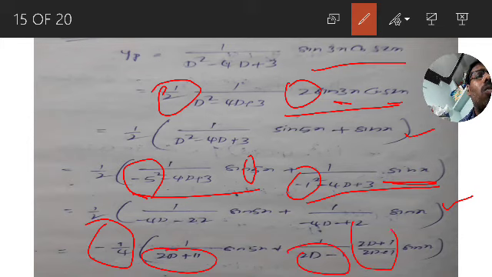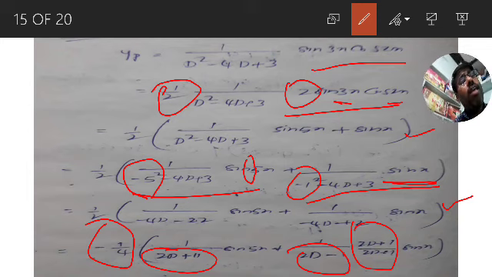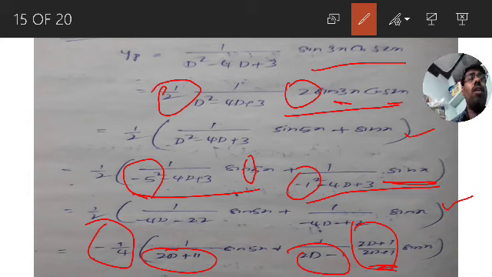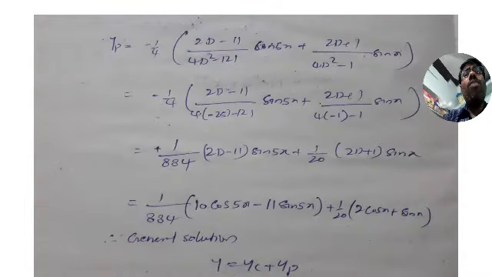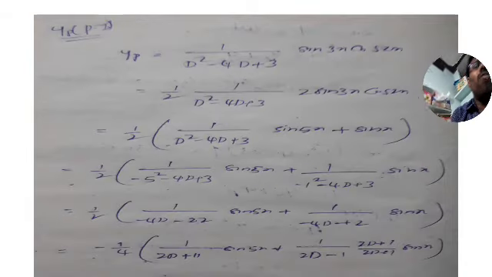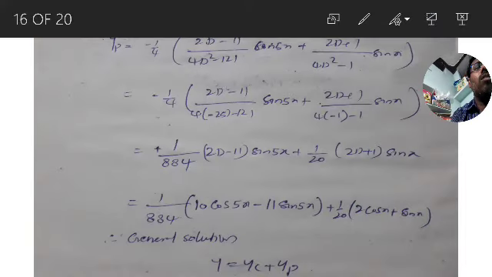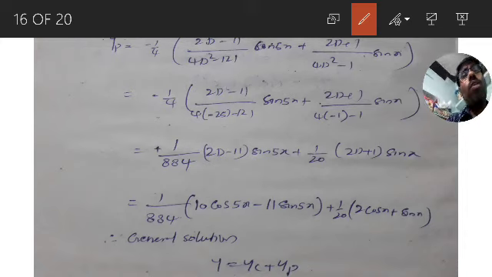In order to make d into d square, you have to do rationalization. This is what I have written, 2d plus 1 into 2d minus 1. So you have to do rationalization, then you will get the answer. So let us go to the next slide so that you rationalize it. Now after rationalizing, minus 1 by 4 into 2d minus 11 by 2d plus 11 into 2d minus 11, and 2d plus 1 into 2d minus 1 is the a square minus b square form. So we got 2d minus 11 by 4d square minus 121 of sin 5x plus 2d plus 1 by 4d square minus 1 of sin x.